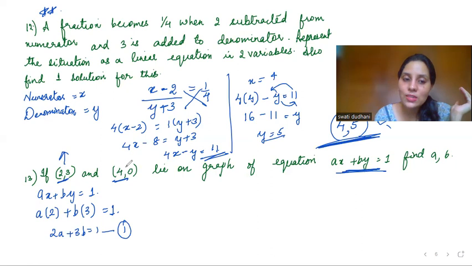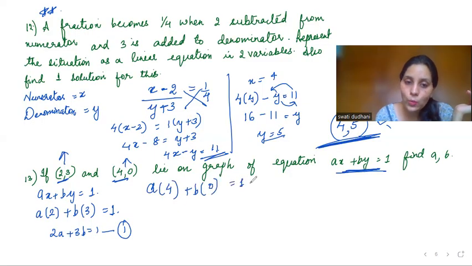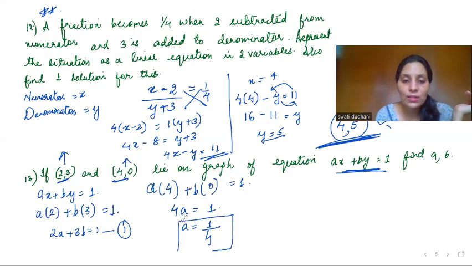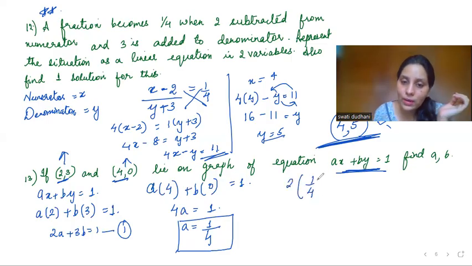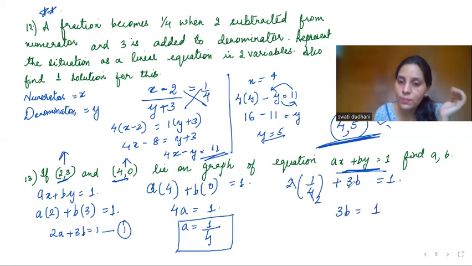Now likewise we will substitute (4, 0). a into x, which is 4, plus b into y, which is 0, equals 1. So 4a equals 1 and a equals 1/4. So the value of a, we got it as 1/4. Now, since we got the value of a, you can substitute this in the first equation to find b. So 2 into 1/4 plus 3 into b equals 1. 2 ones are 2, 2 fours are 4, which is 1/2. So 3b equals 1 minus 1/2 when you transpose.